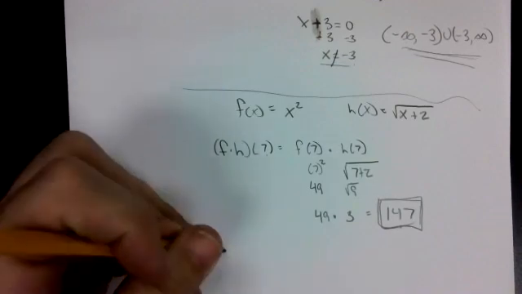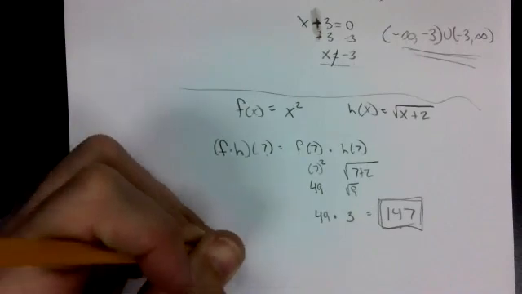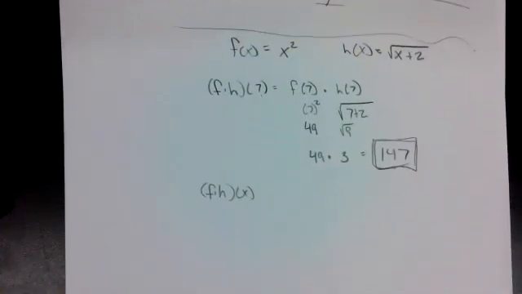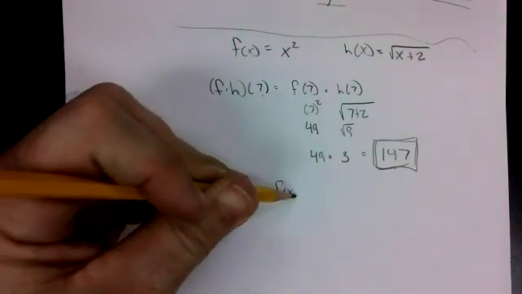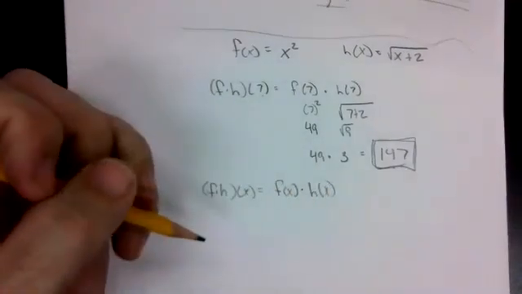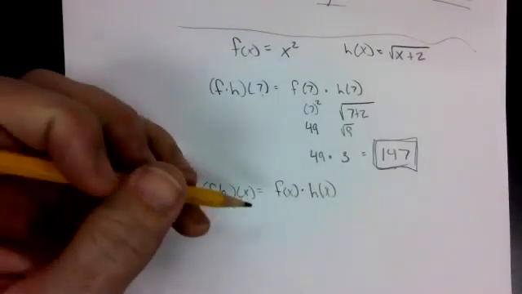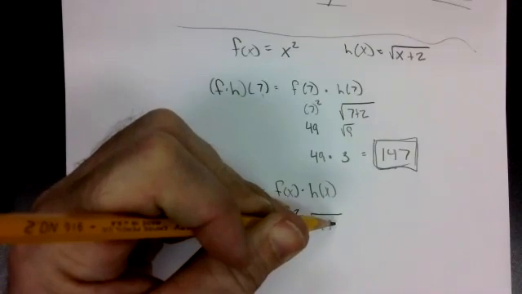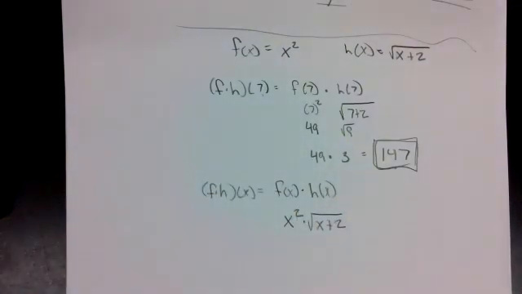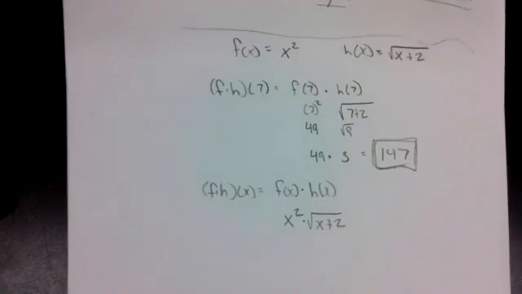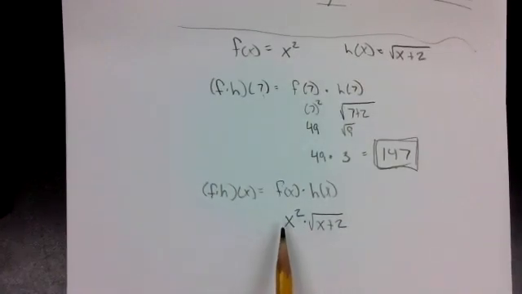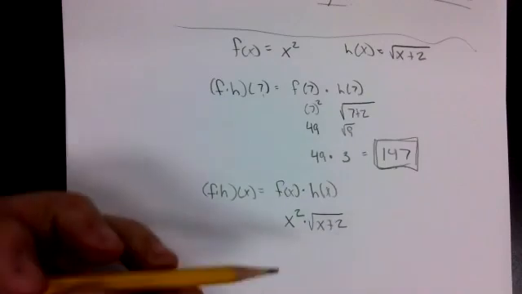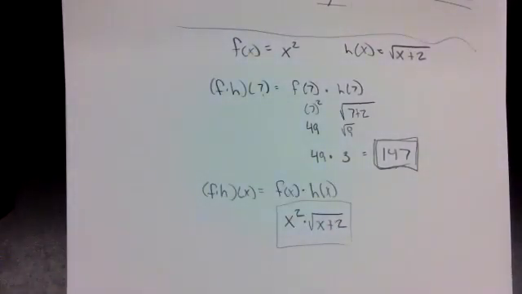They give us something generic, like say f times h of x. Again, this implies f of x times h of x. F of x is x squared. H of x is square root of x plus 2. And again, there's nothing you can really do with this. Square roots don't behave like parentheses, so you can't really distribute in. So this one, we would just leave like so.